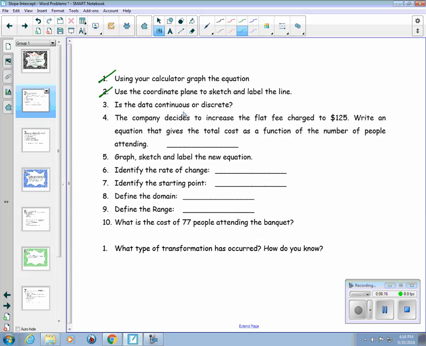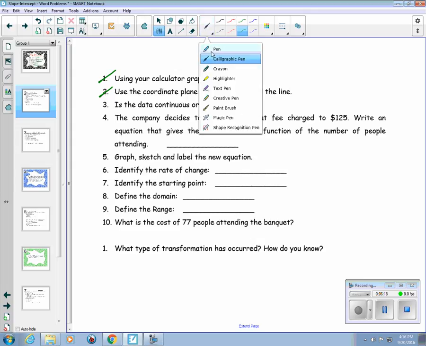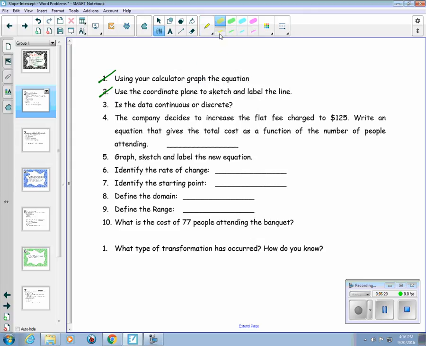And now, is the data continuous or discrete? You got to take a look at your x to decide. Is it continuous or is it discrete? It's discrete because you have to count the number of people that are going. Very good. So this would be discrete. You have to count. X is the number of people. You cannot cut people down.